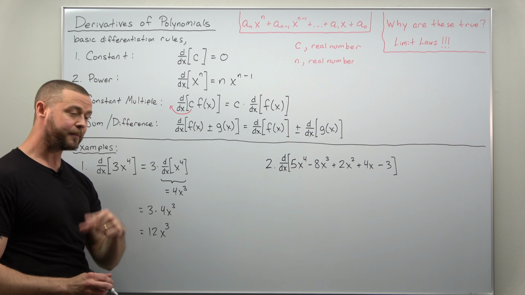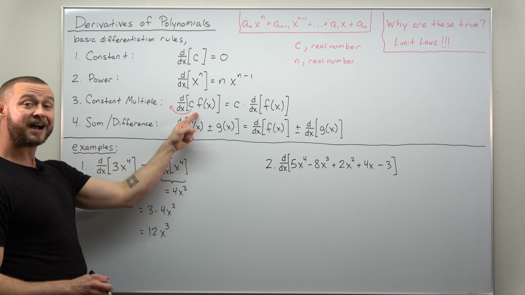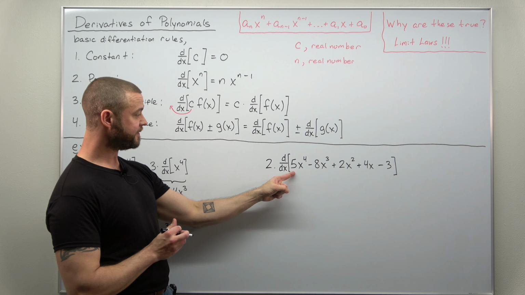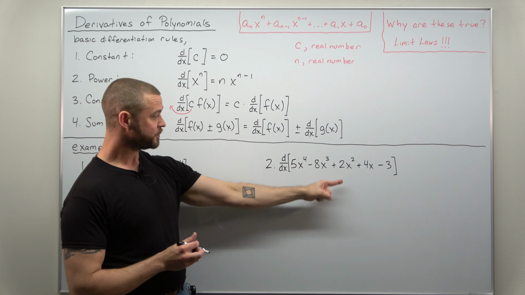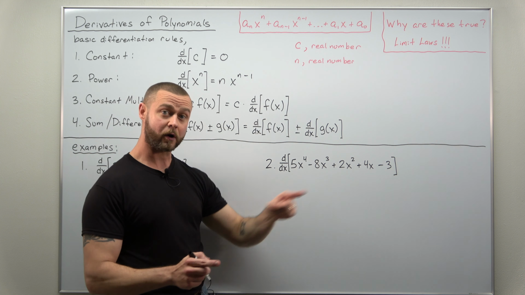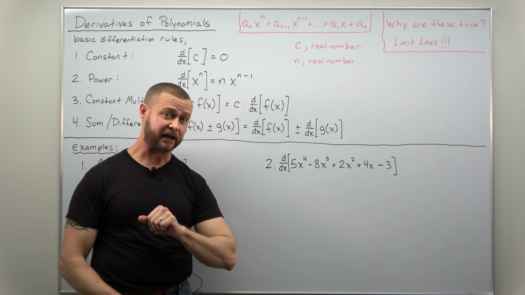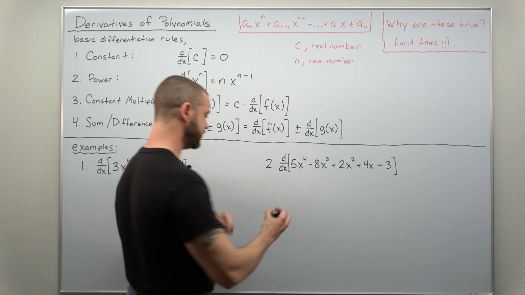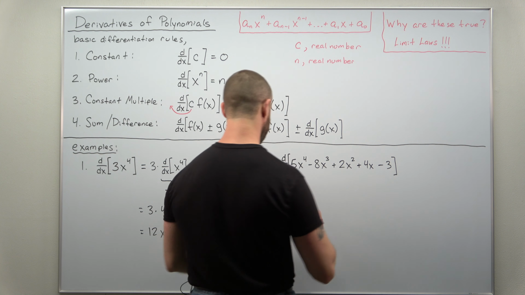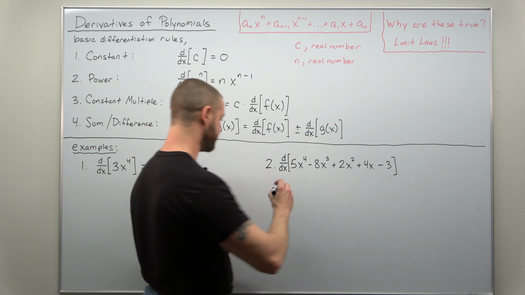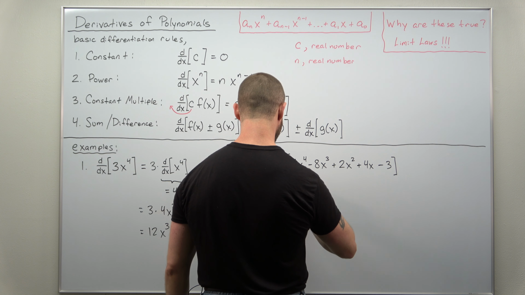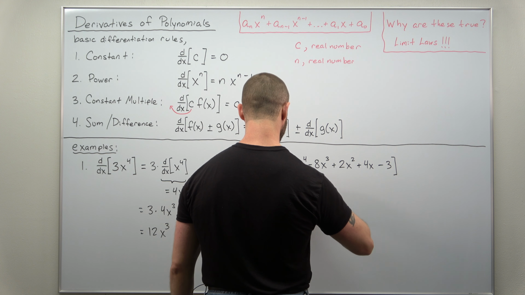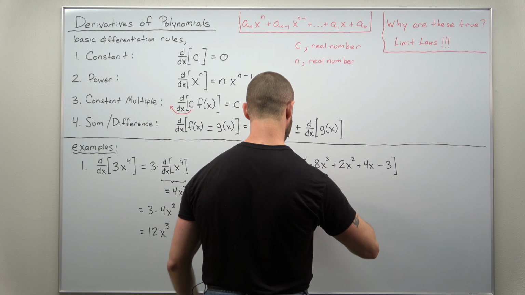At the same time, what we can do is apply the constant multiple rule because we have coefficients 5, -8, 2, and 4 multiplying powers of x. So let's write down, combining these rules together, what this looks like. All right, I'm going to bring the 5 in front of the derivative. So we'll get 5 times the derivative of x to the 4th.